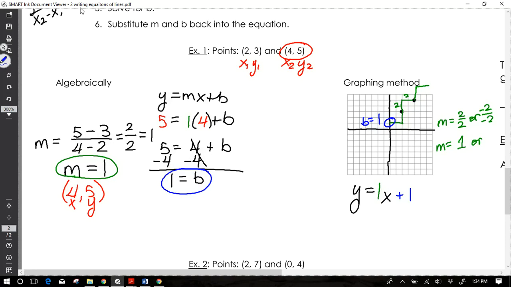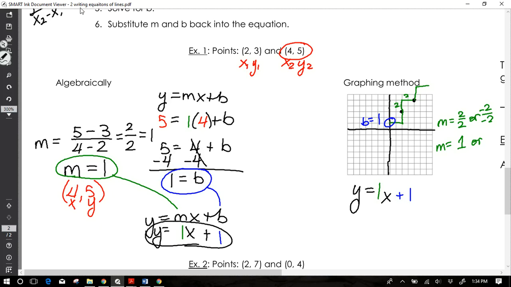My final step is to substitute m and b back into the slope-intercept form. So y equals mx plus b. The slope is going to go in right here. That's a 1. The y-intercept is going to go in right here. That's also a 1. And then I'll keep y equals x plus b.